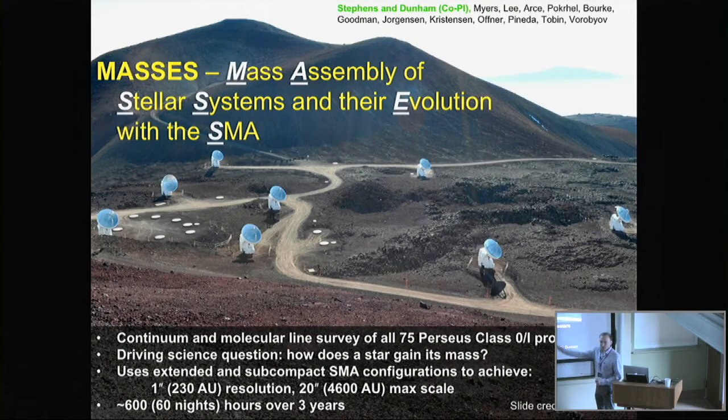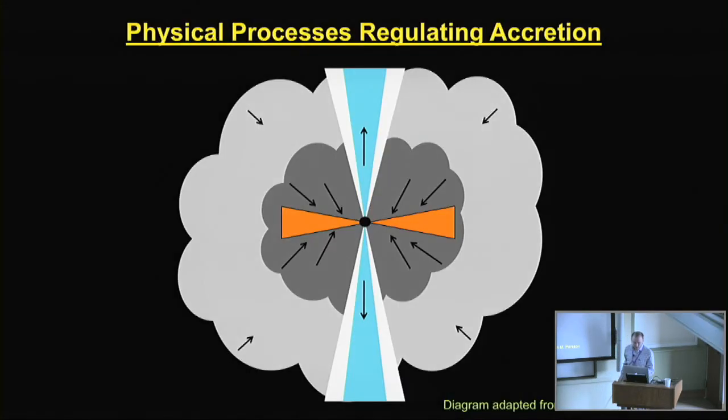And I have to try to memorize it every single time I give these talks, and I forget it a lot. But it's a continuum molecular line survey of every single class 0 and 1 protostar in the Perseus molecular cloud. And the very driving question is, how do stars really gain their mass? It's a large survey. It's about 600 good hours, or about 60 nights. And it took about 3 years to complete it.